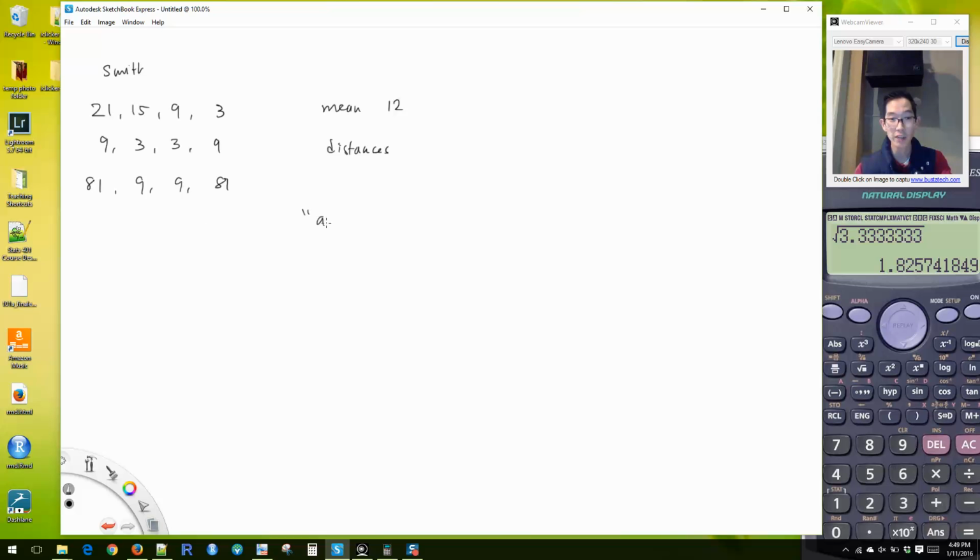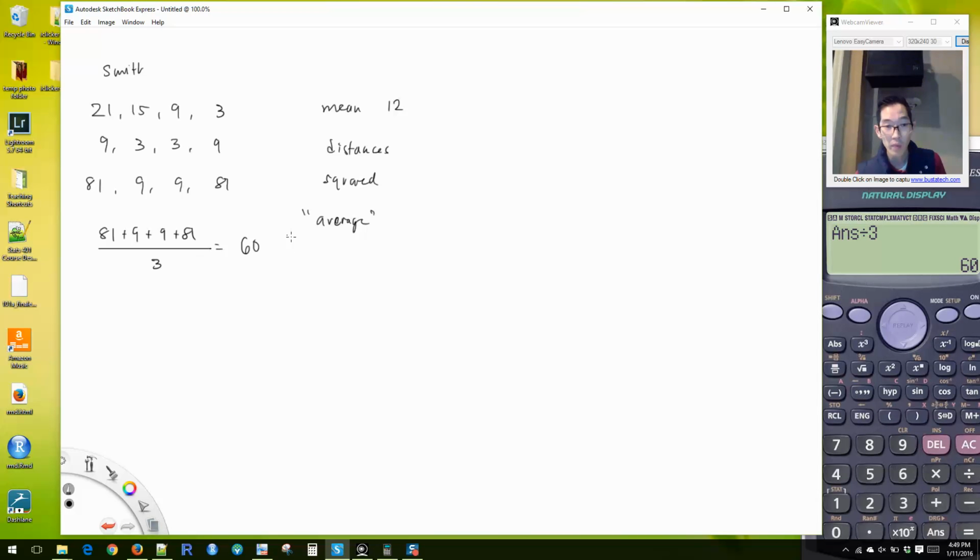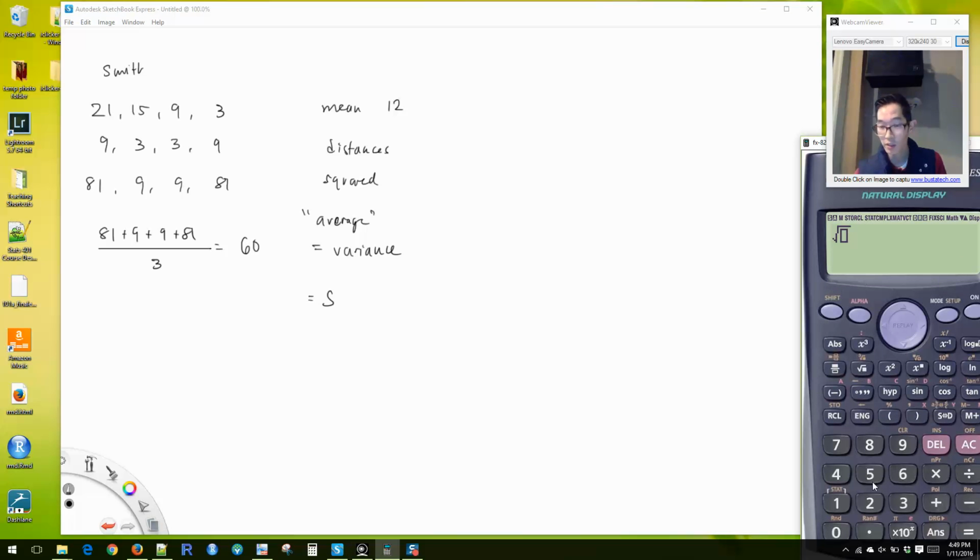And then the quote average will be the sum of these, so 81 plus 9 plus 9 plus 81. And we're going to divide by 3 rather than 4. So I get 60. Okay, so my variance is 60. And so my standard deviation, S, is the square root of 60. So I get 7.746.